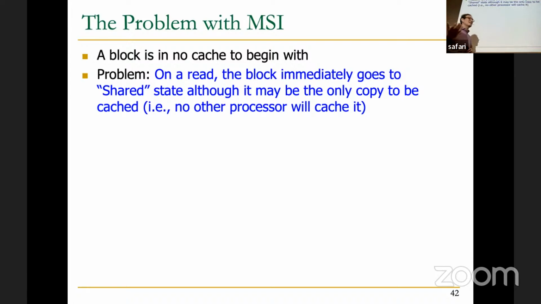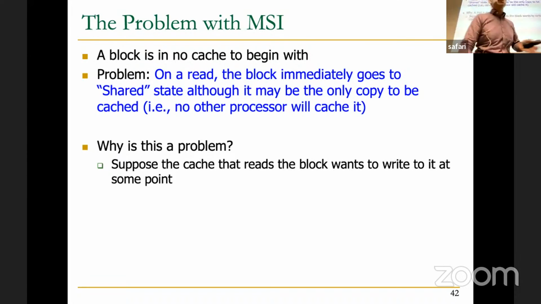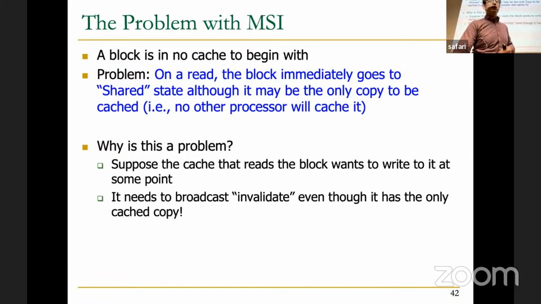So why do you go to the shared state? Because if you go to the shared state, you need to get another permission to update that block. That's the problem, basically. Well, why is that a problem? Essentially, suppose the cache that reads the block wants to write to it at some point. You read the block, and at some point you want to write to it. It needs to broadcast invalidate requests, even though it has the only cache copy, because it doesn't know that it has the only cache copy.